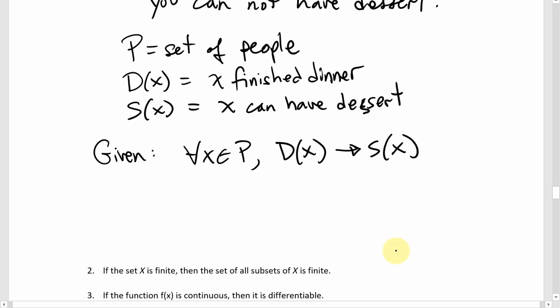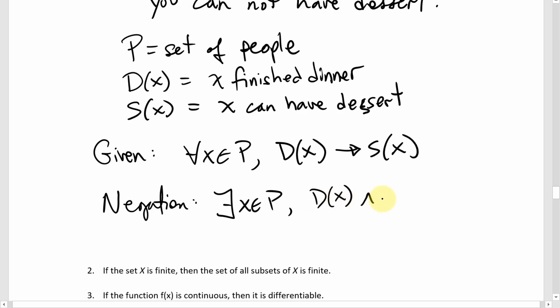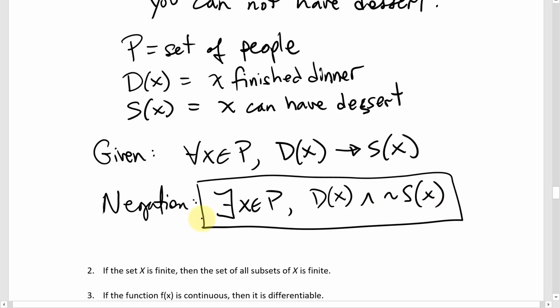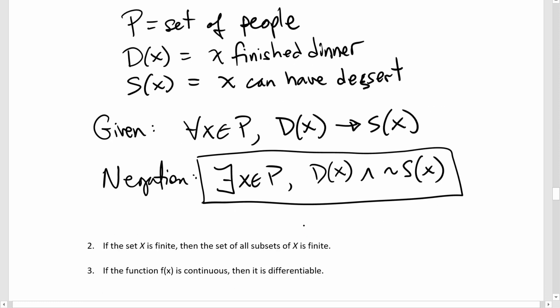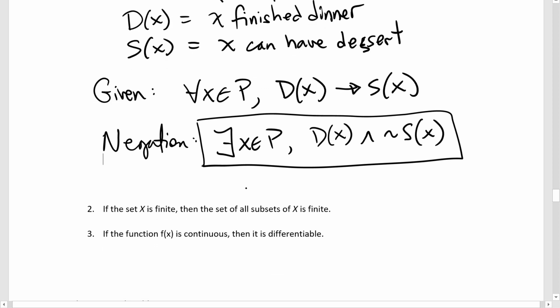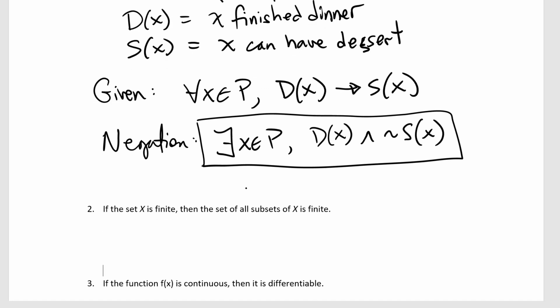So what would be the negation? The negation is there exists somebody, dinner is finished, and they can have dessert is not true. See how the negation of the conditional is an and statement. This is like saying there exists a person X such that X finished dinner and X cannot have dessert.